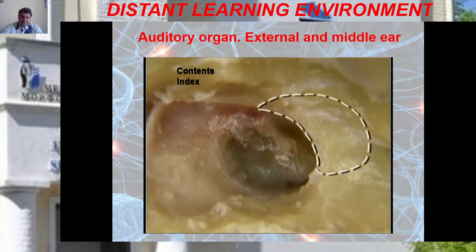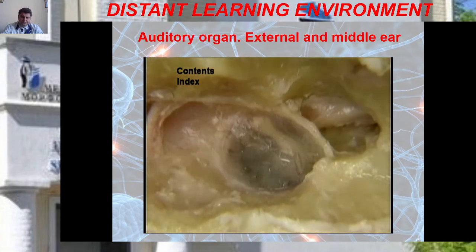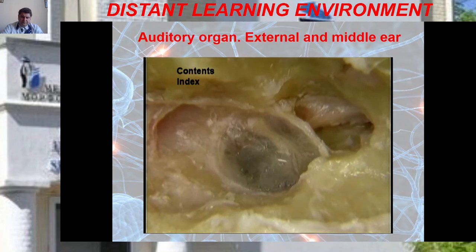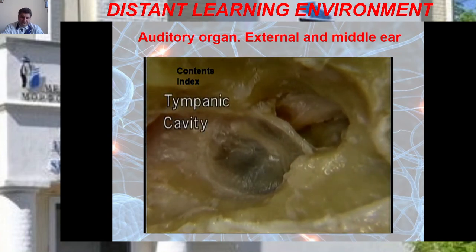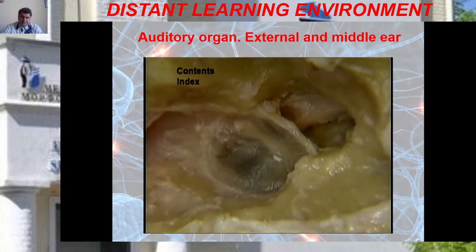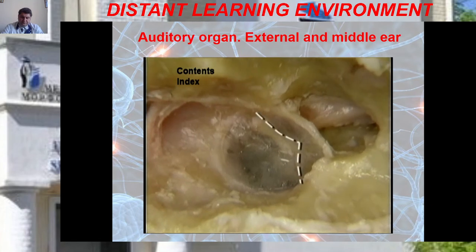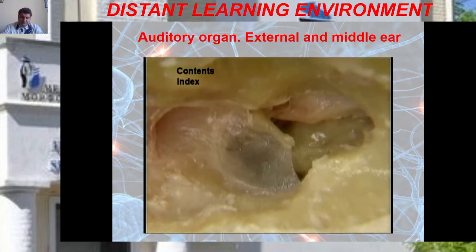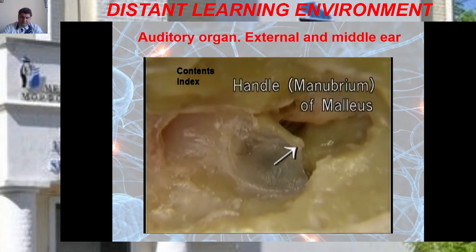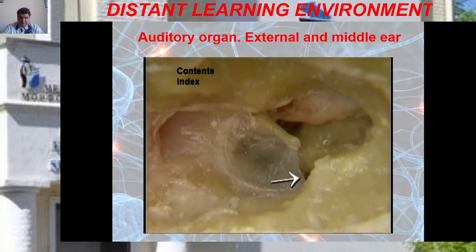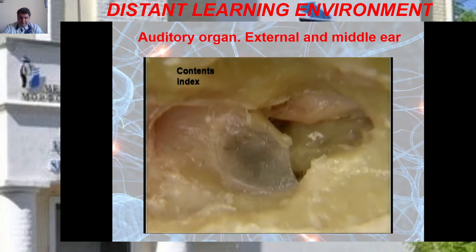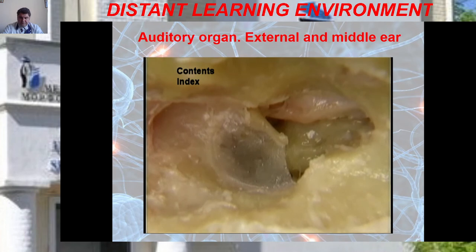To see beyond the tympanic membrane, we'll remove this part of the bone, leaving the annulus intact. This brings us into the lower part of the tympanic cavity, or middle ear. We'll see a little more of it by dividing the tympanic membrane along this line and removing it. Here's the handle, or manubrium, of the malleus attached to the tympanic membrane. Here below it, we can see how thin the membrane is. Now we'll remove the rest of the tympanic membrane.